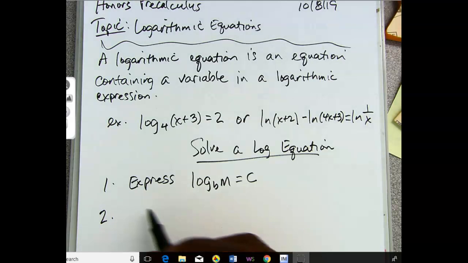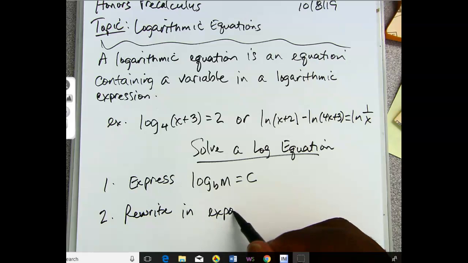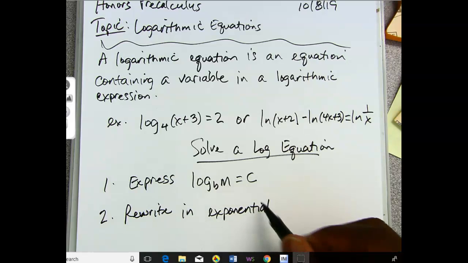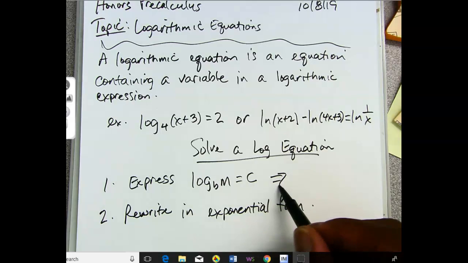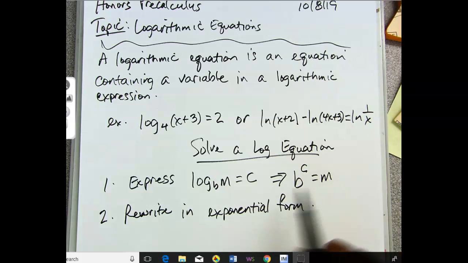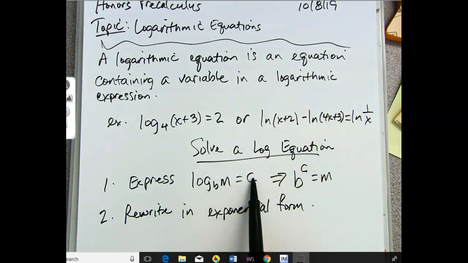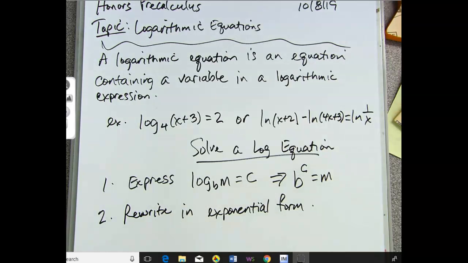So to solve a log, step 2 is to rewrite in exponential form. Now remember, a log equals the exponent. So in this case right here, my base is b, c is my exponent. So to rewrite this in log and exponential form, it's b to the c is equal to m. A log equals the exponent. There's your base. b to the c is equal to m.